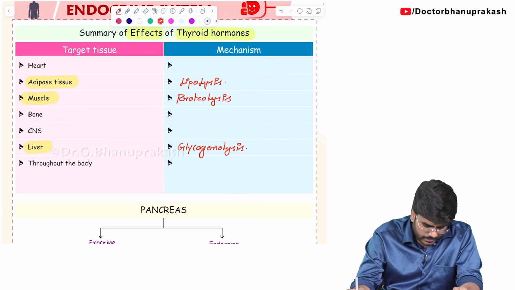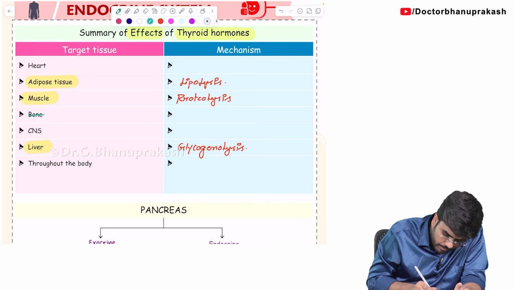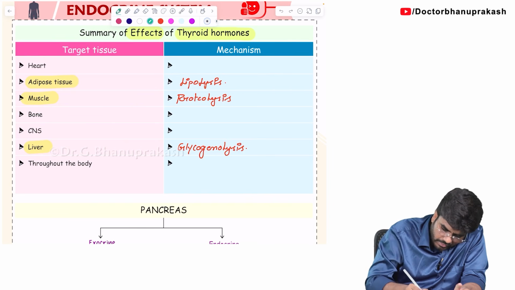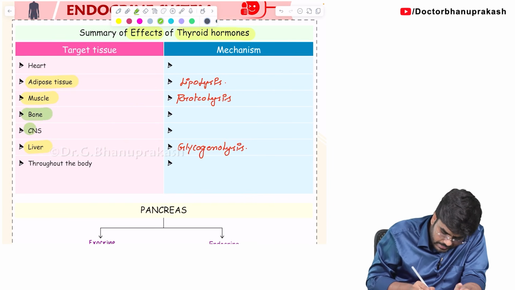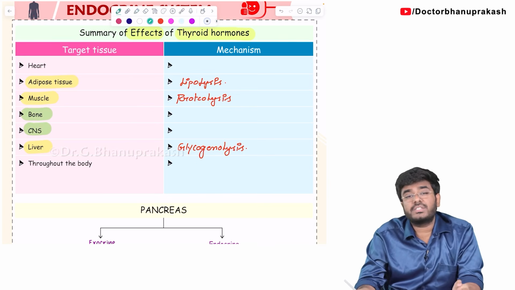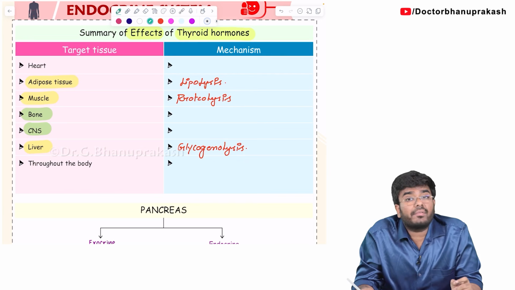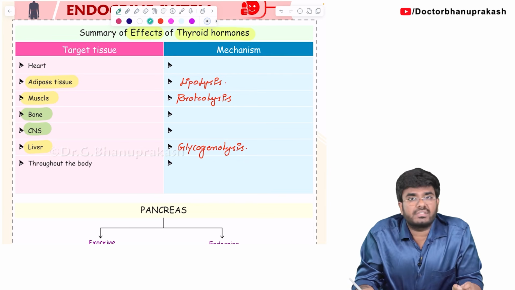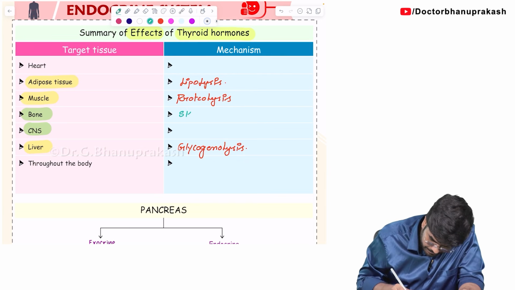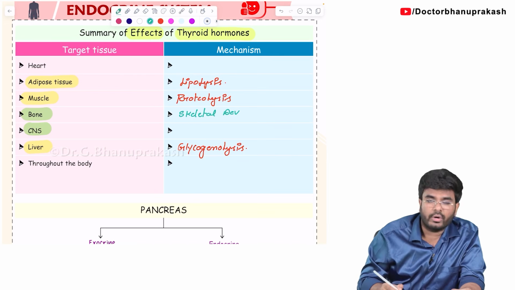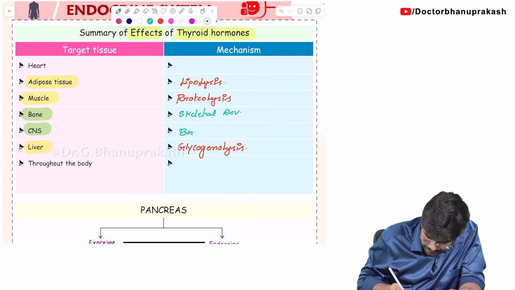So all catabolic. But what about the bone and central nervous system? See, here the thyroid hormones, especially during childhood, during the developmental time, are required for the development of the bones and development of the nervous system. So skeletal development, that's the bone development as well as the brain development.